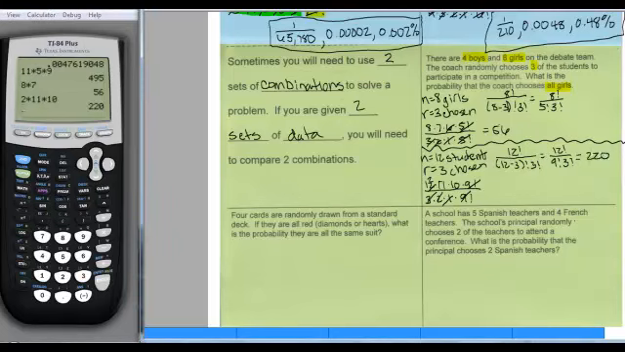So the 56 is the possibilities that you could choose all girls. The bottom is the possibilities that you could choose any students from those 3 chosen. So we need to put those on top of each other, and those will be our probability. So 56 divided by 220. This is a totally separate problem.